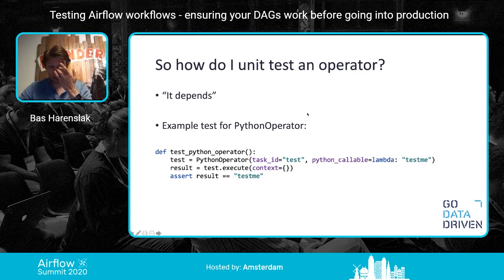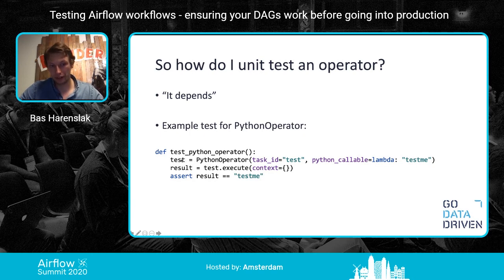So here's a test for the Python operator. And it's basically, you define a Python operator. The task ID is a required argument, so you can give this whatever value, and typically name it test or task or whatever. And in this case, I have a Python callable that returns the value test me. So this thing is returned.